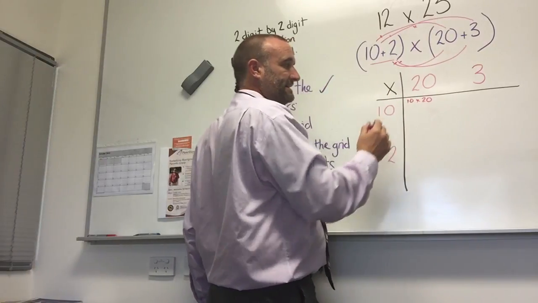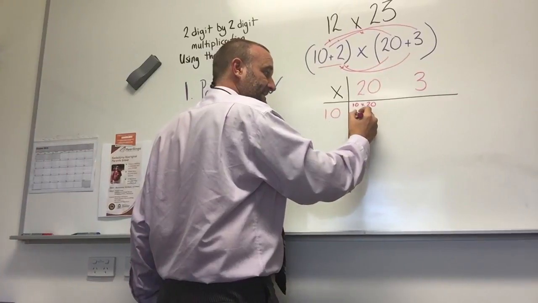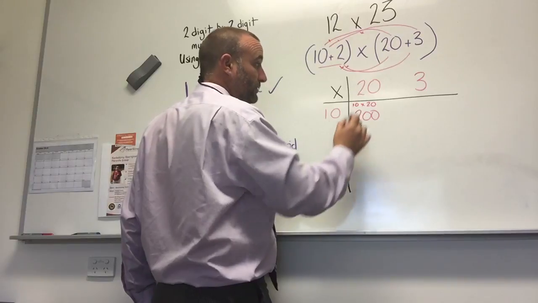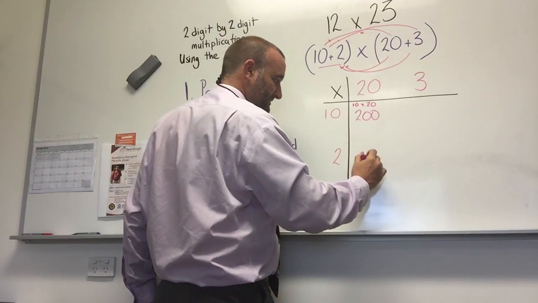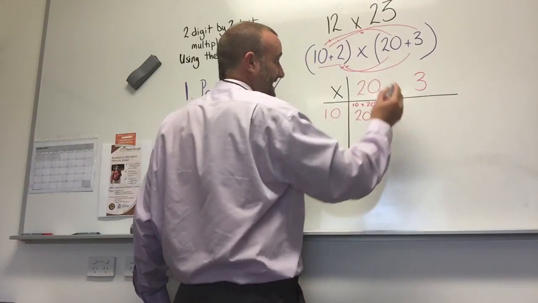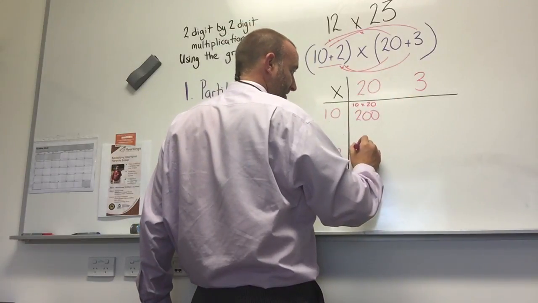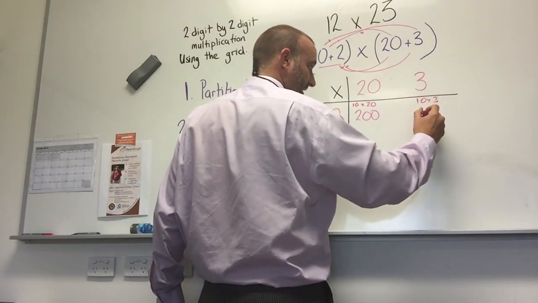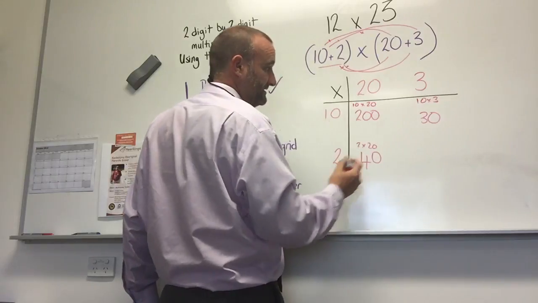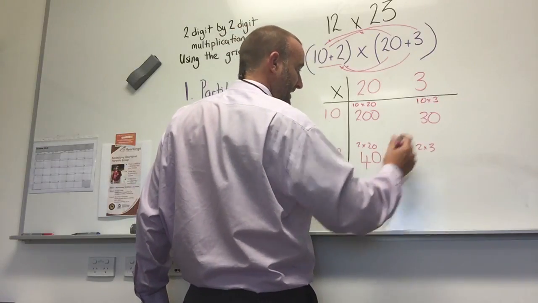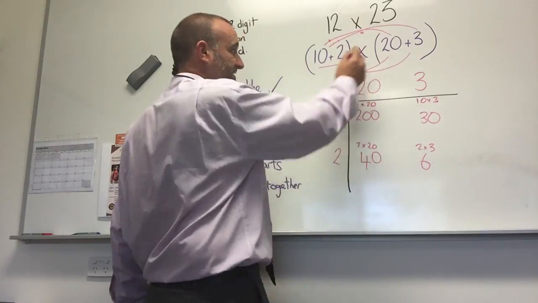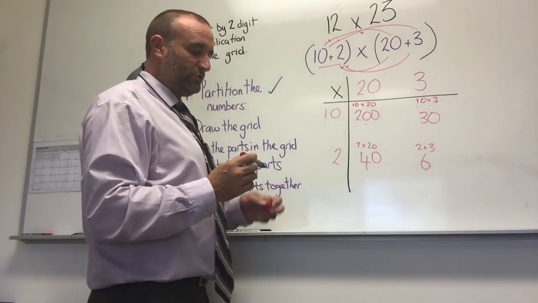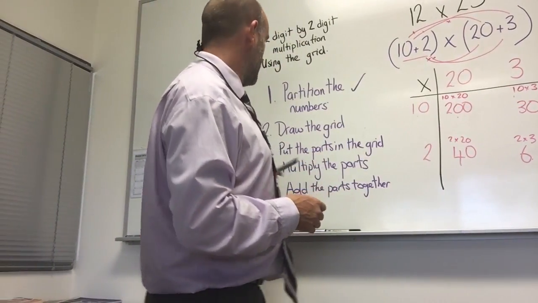So 1 times 20 is 20. 10 times 20 is 200. Then we go to 2 times 20 is 40. Moving across, 10 times 3, I will just write that there. 10 times 3 is 30. And then 2 multiplied by 3 equals 6. As you can see, I've done the 4 problems I talked about. 1, 2, 3, 4. The order you do them in doesn't really matter. You find one that suits you. So I've multiplied the parts.